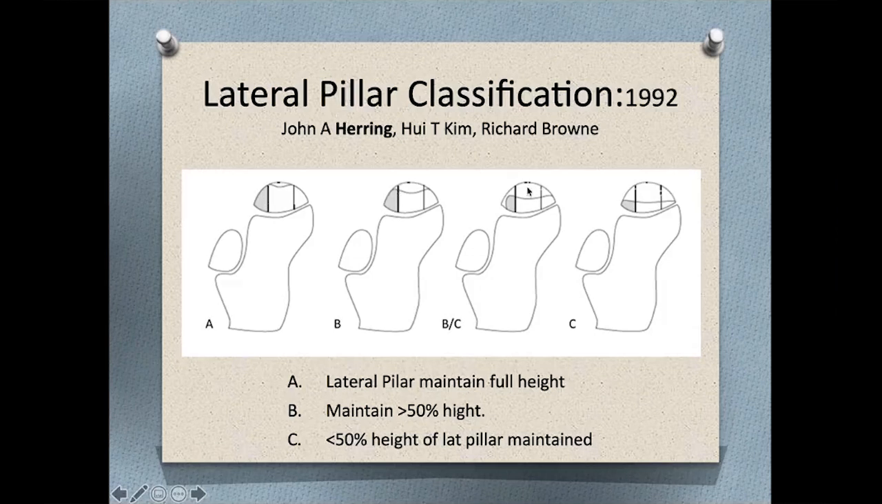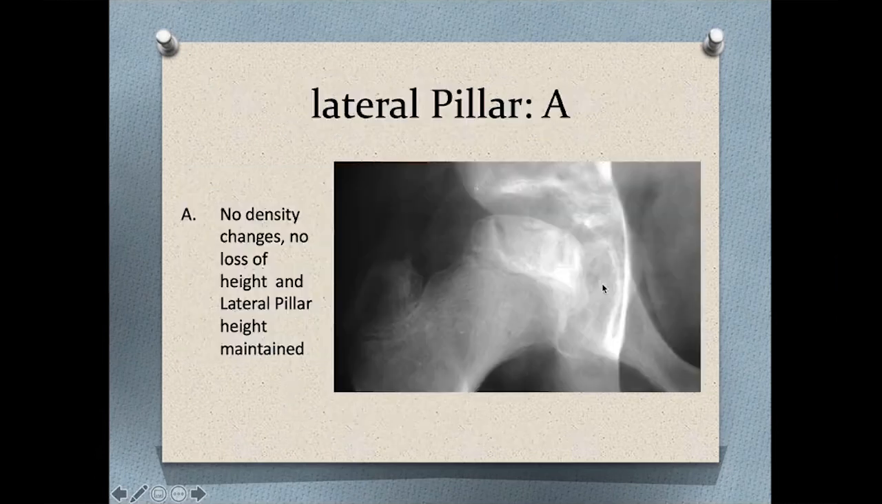which is involved. The more collapse here and the flattening, and the more collapse on the lateral pillar, it produces more worsening like this. It will end like this. This will end like this. This will end like this. So the lateral pillar classification is there.